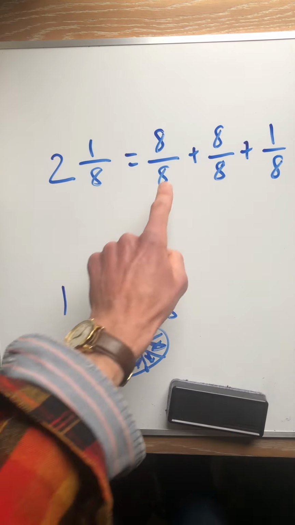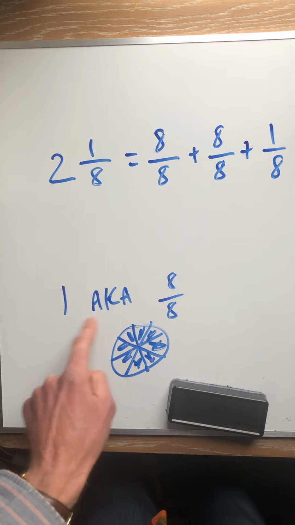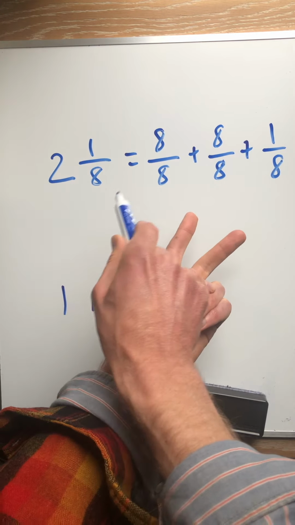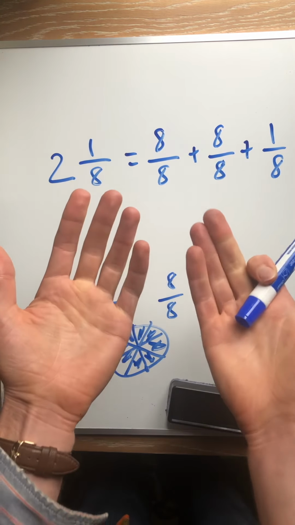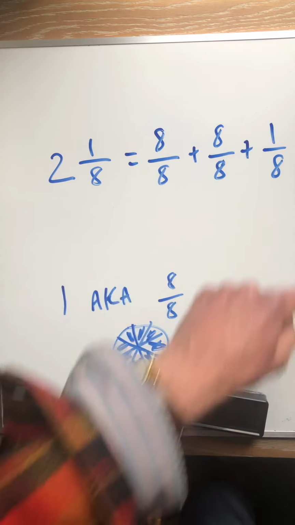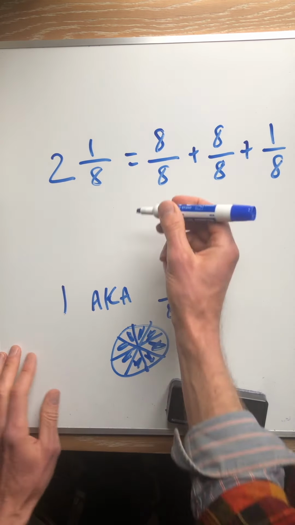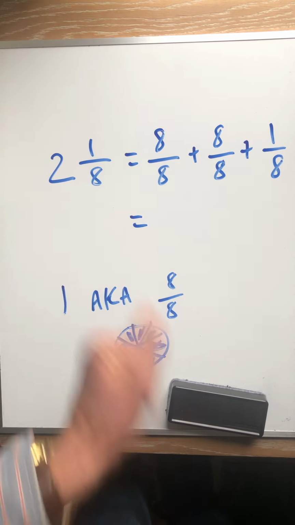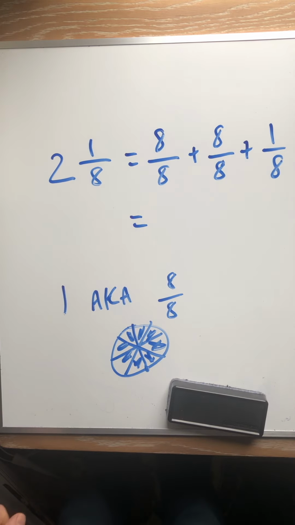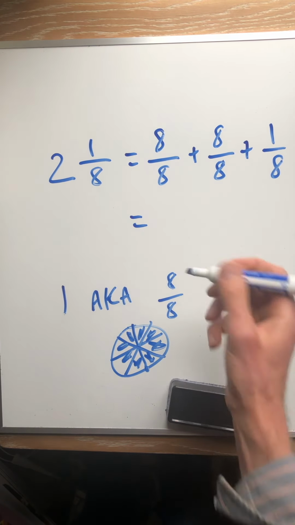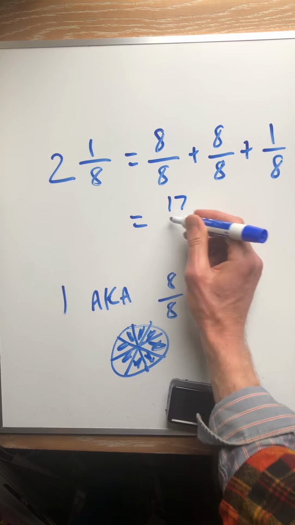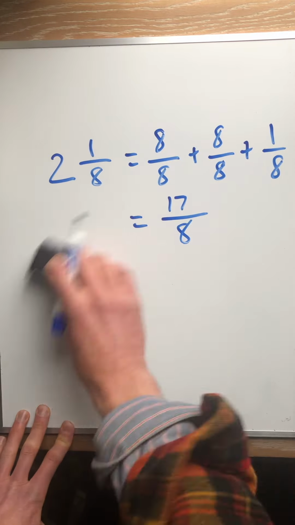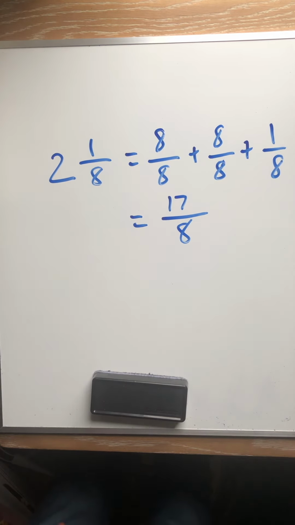And now, once I have an 8/8, 1 aka 8/8, 8/8 for each of the wholes. I had 2, so I wrote it 2 times. And then when I add the 1/8 on this side too, it's the same amount of stuff on both sides. And now I can just add these guys up. Whoa. So 8 plus 8 is 16. Plus 1 is 17. 17 what? Eighths. We're talking about eighths. So 2 and 1/8 is 17/8.